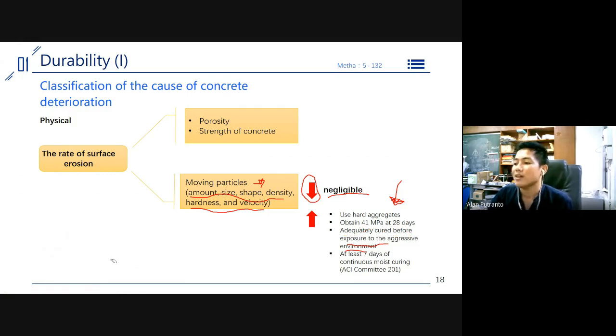Okay, and then the last one is, for the last 7 days, we should do the continuous moist curing that is recommended by the ACI Committee 201. Is it okay? Or Gary, maybe, can you make a short explanation for this?